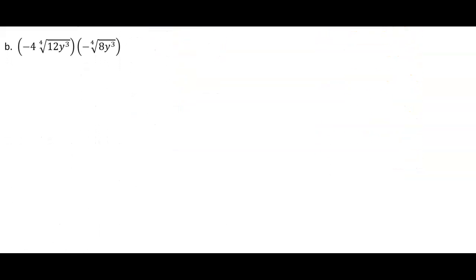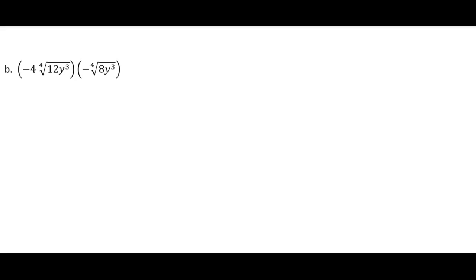All right, here's another one. Well, are they the same index? Yes, they're both 4th roots. And then I've got a negative times a negative. That's going to give me a positive 4 on the outside. And then I have the 4th root. Okay, and what do I have? I'm going to have a 12 times 8. And then I'm going to have a y cubed times a y cubed. Now the fact that they're both y cubes, remember we're not adding or subtracting here, we're multiplying. So it's still going to be y cubed times y cubed.